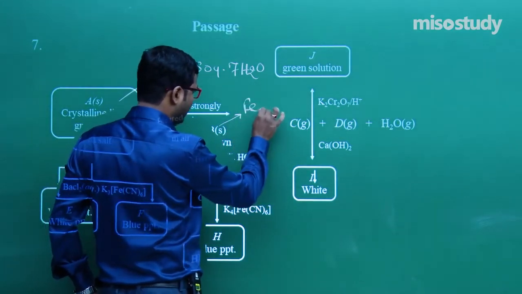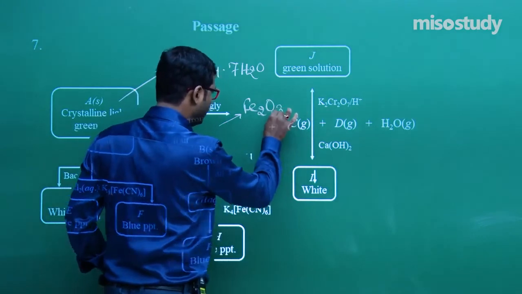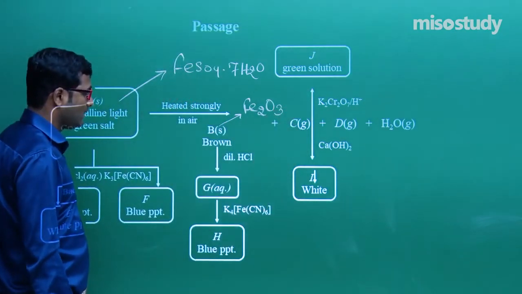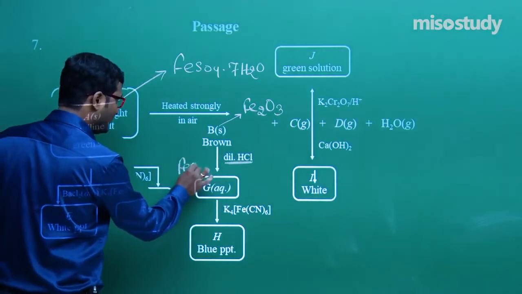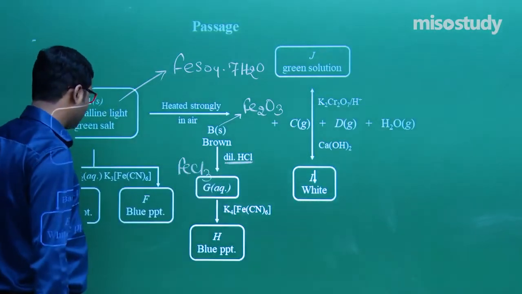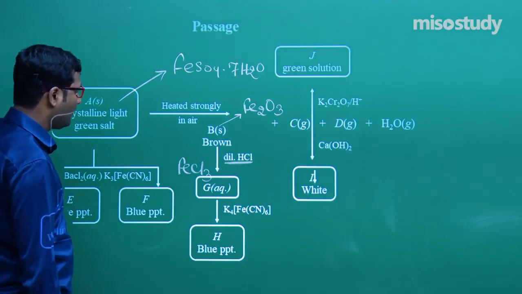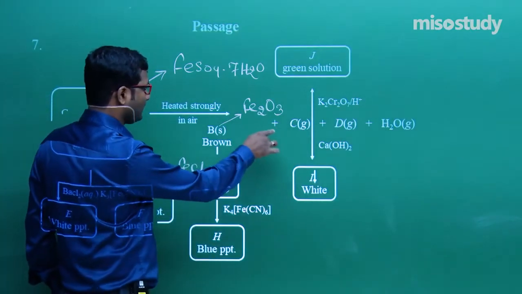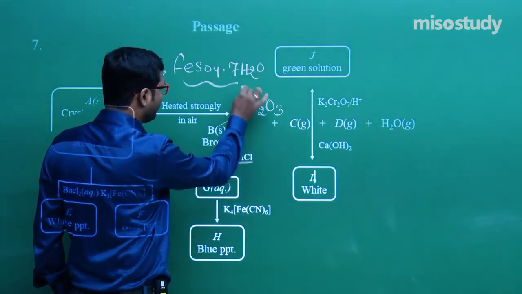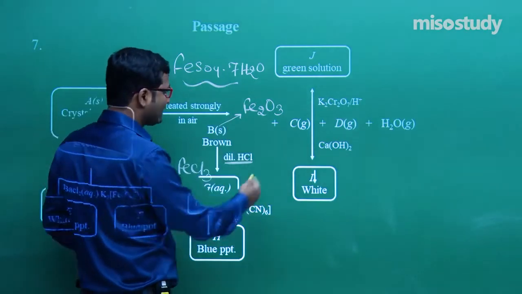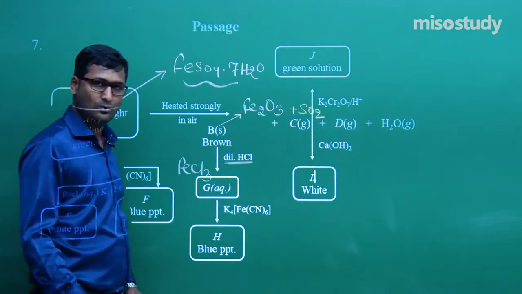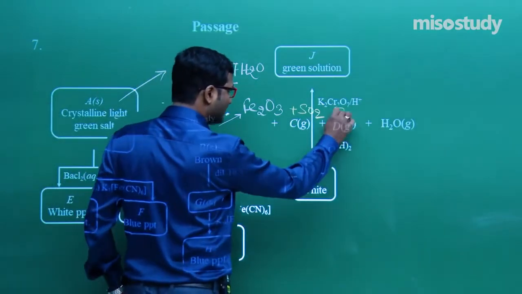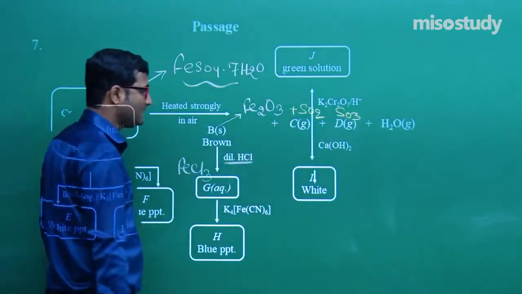Definitely this is Fe2O3. Yes, clear to you? And when treated with HCl, it gives you definitely FeCl3. Yes sir, it's so simple. Now when heated, first it gives Fe2O3, second it gives SO2, that is C is SO2, and third it gives SO3, that is D is SO3.